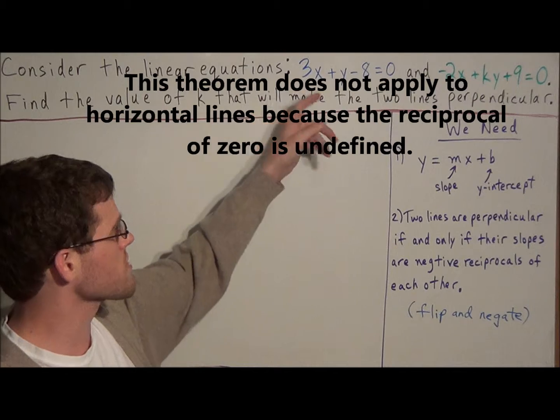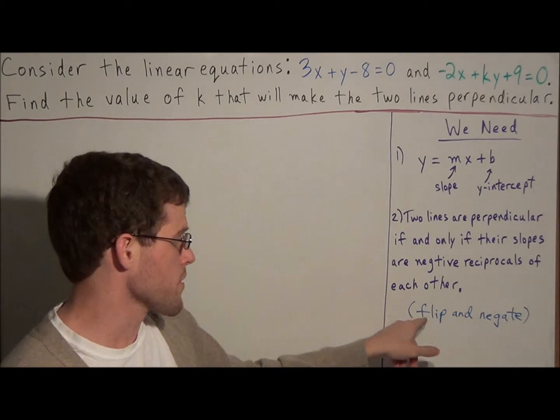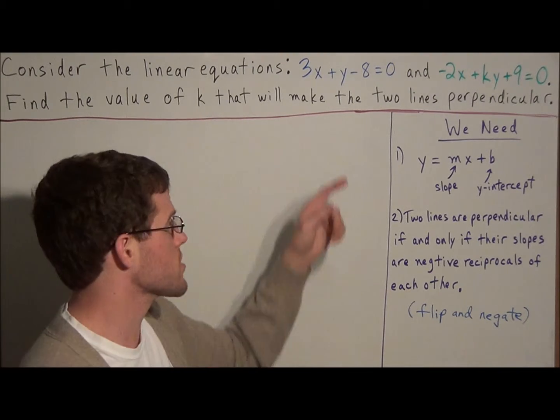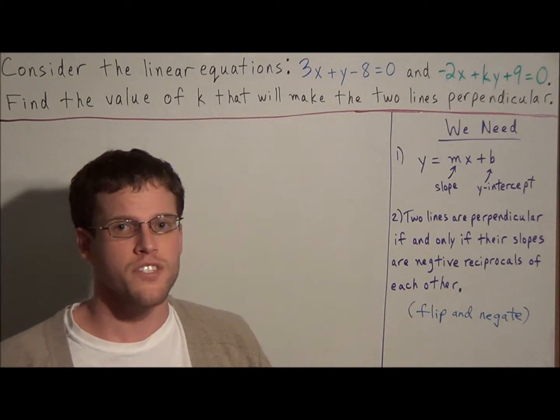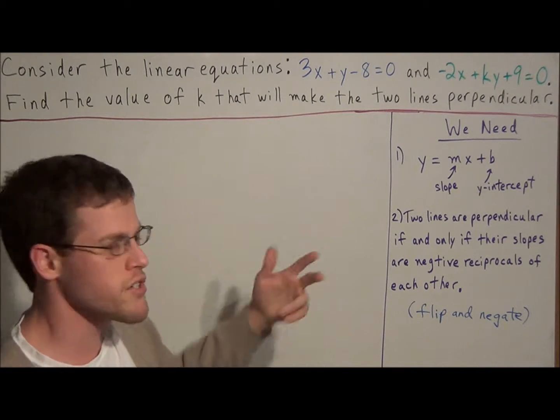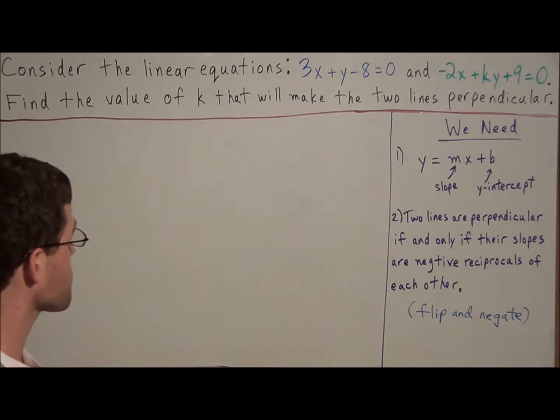Simply put, when we know the slope of one line, we can simply flip and negate that slope to find the slope of the second line. That's what it means for something to be a negative reciprocal. You're taking the number, flipping it, and negating it. We're going to see what this means more as we go through this example.